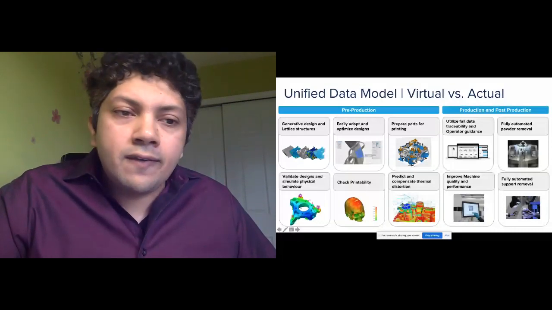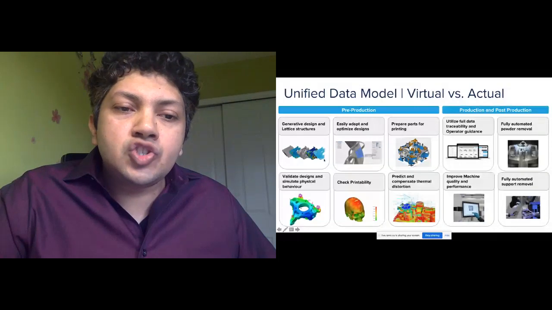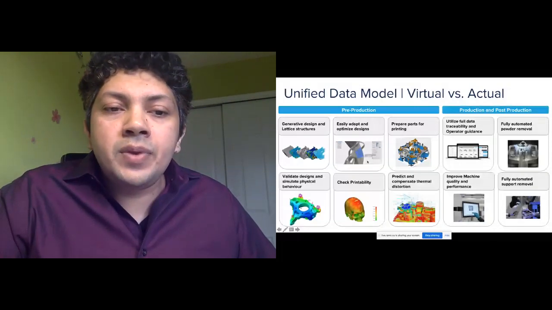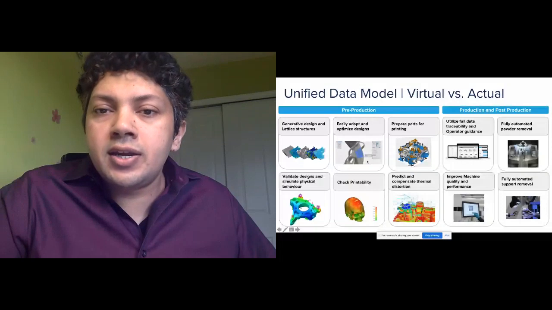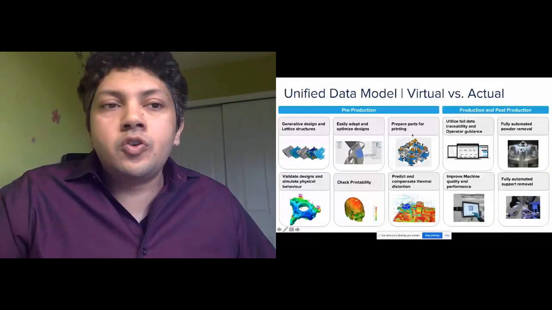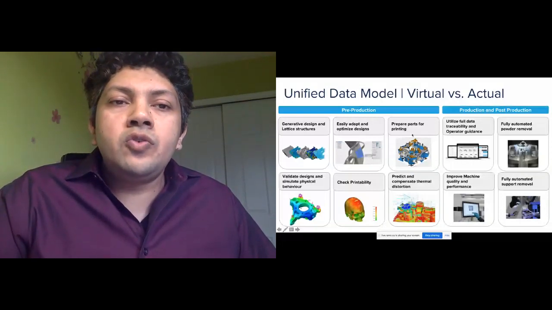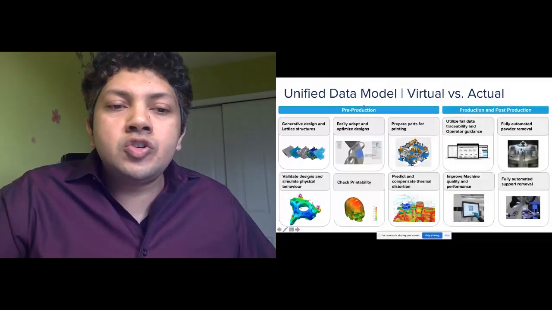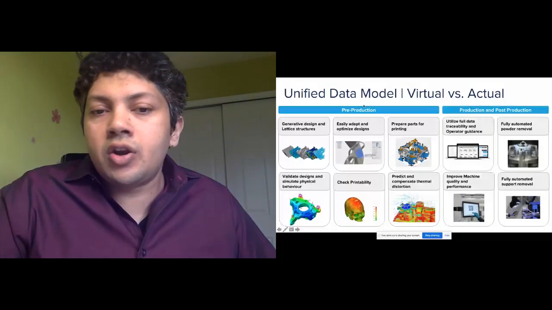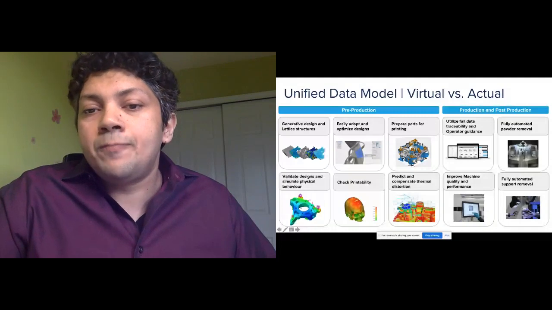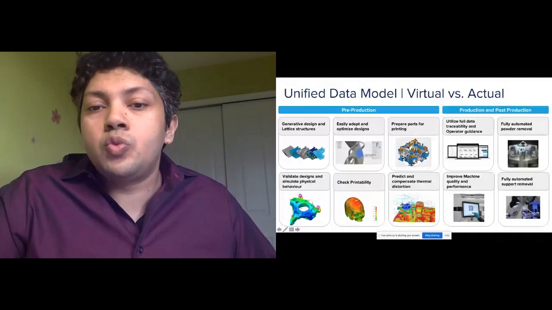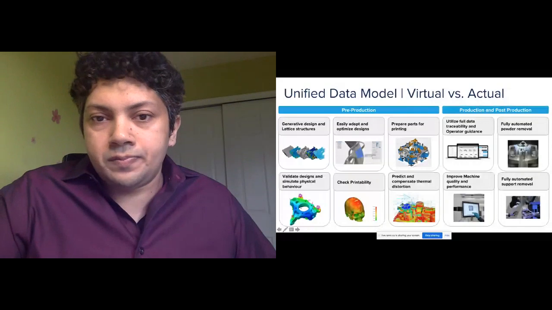Now, without having this data being collected in a structured way, and this data being connected throughout the digital thread, such a feedback loop is not possible to be created. So what we mean by unified data model is an ability to link the data that is connected across various stages of production in a unified way, which could be queried almost like a graph data structure.